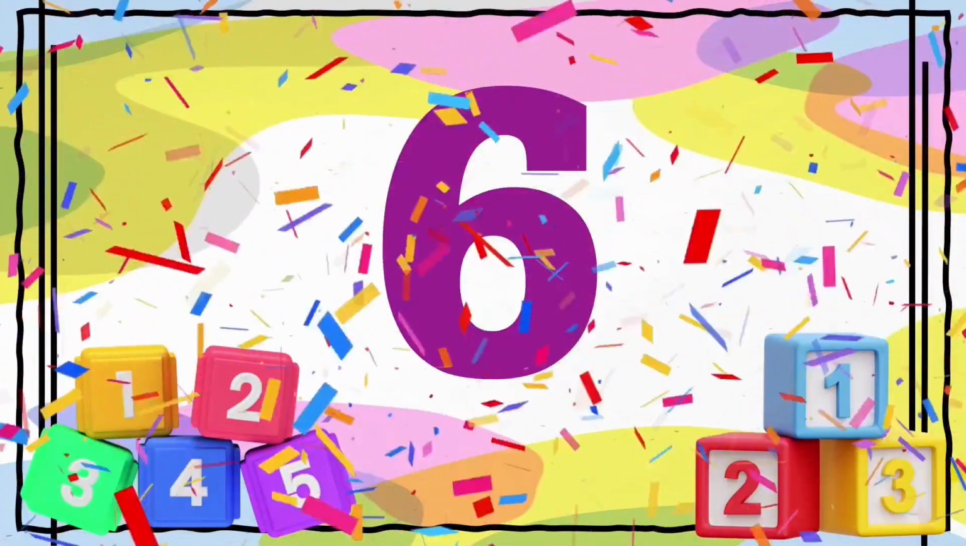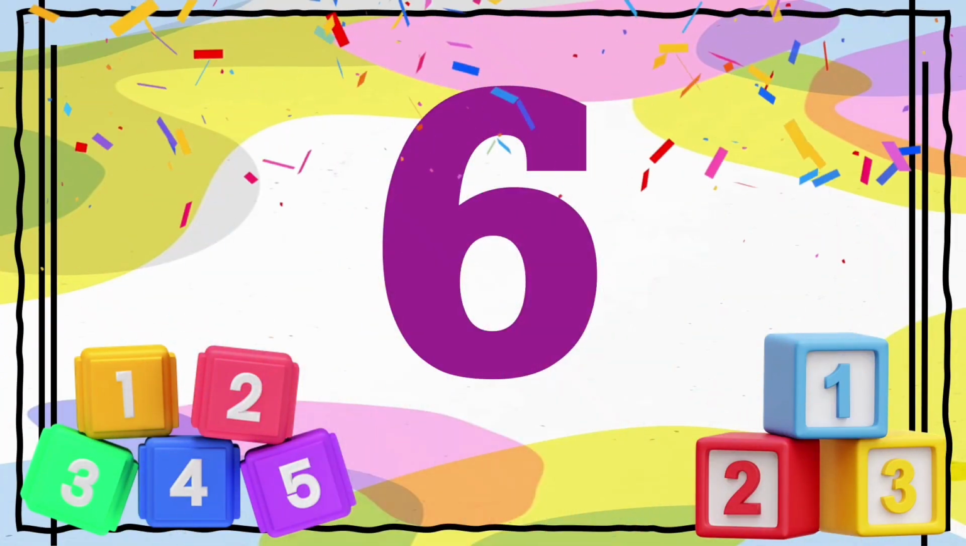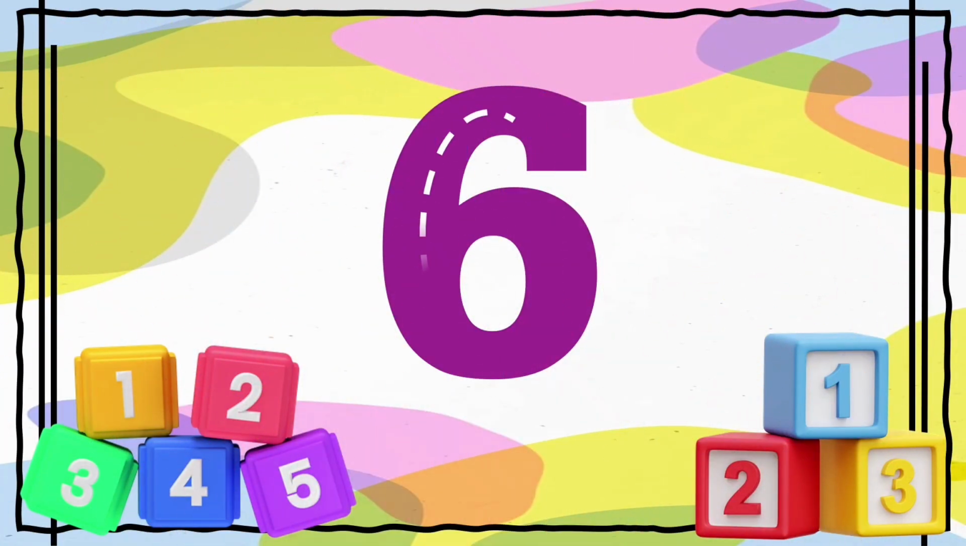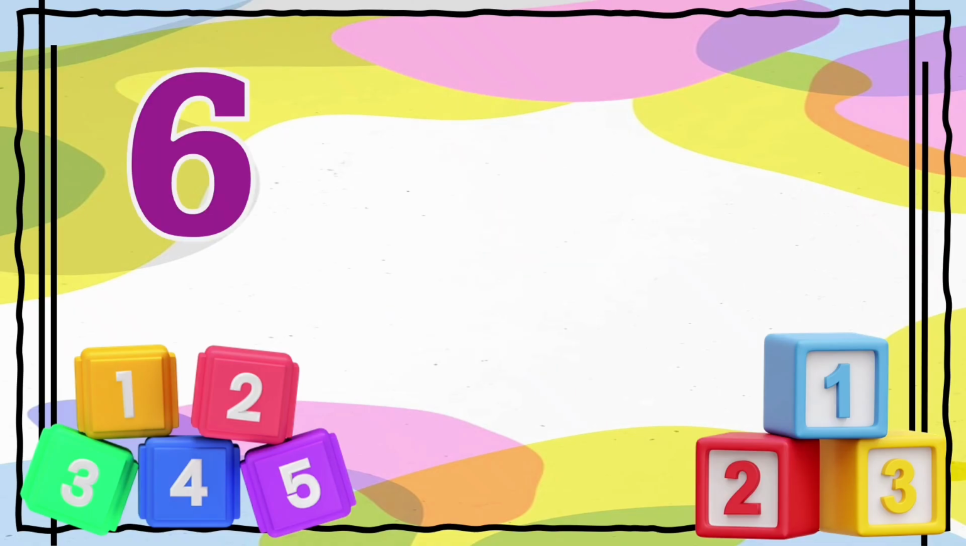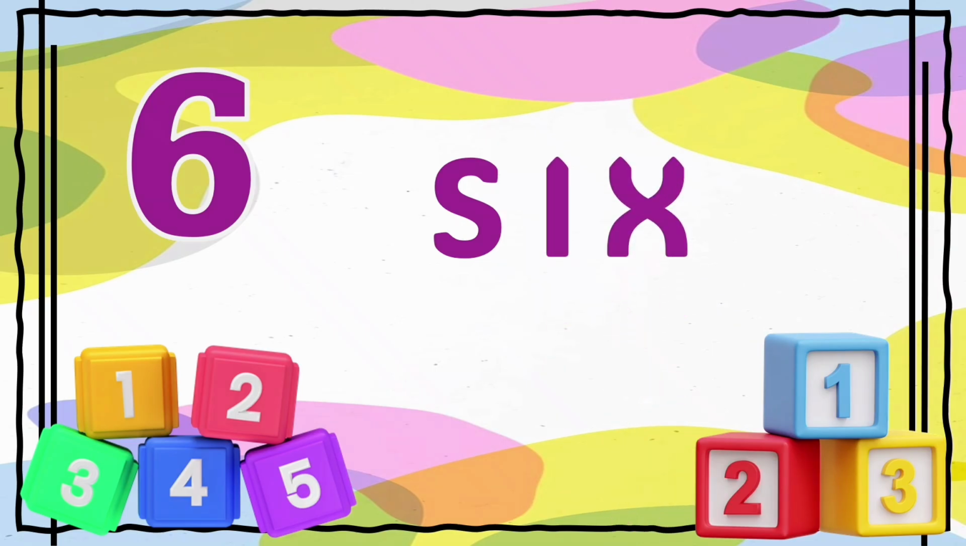6. How to write 6. Start at the top and make a small curve down. Then make another curve to form a loop at the bottom. This is the easiest way to write 6. But what is the spelling of 6? S I X. 6. Let's see some examples.